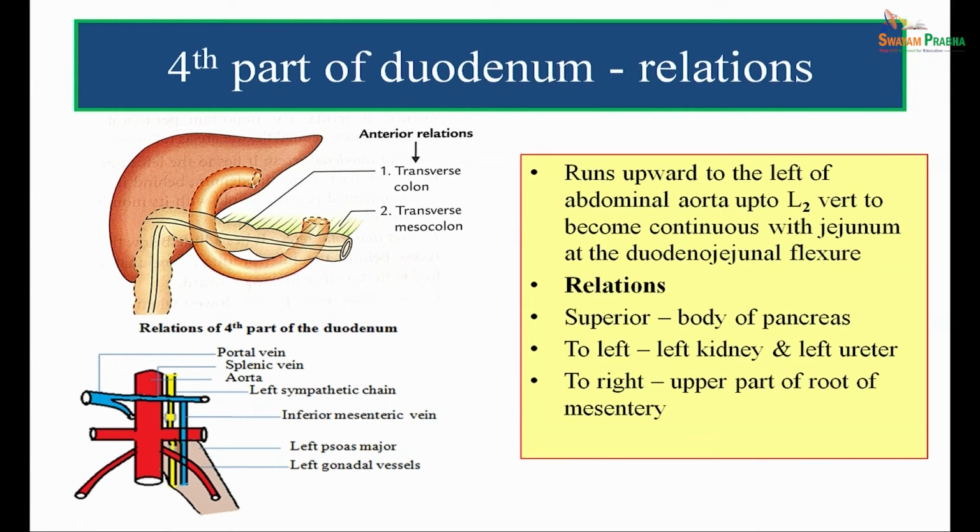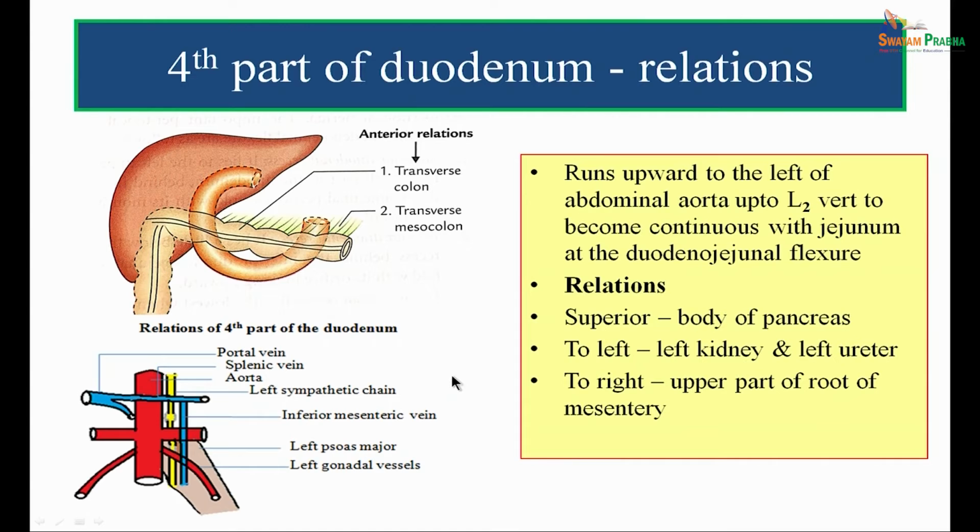Coming to the relations, anteriorly the fourth part is related to transverse colon and transverse mesocolon. Posteriorly it is related to left sympathetic chain, inferior mesenteric vein, left psoas major, left gonadal vessels. Superiorly it is related to body of pancreas, to the left it is related to left kidney and left ureter, to the right it is related to upper part of the root of mesentery.